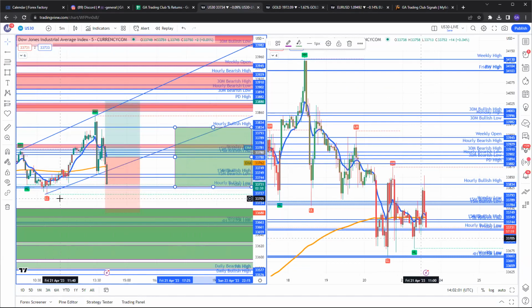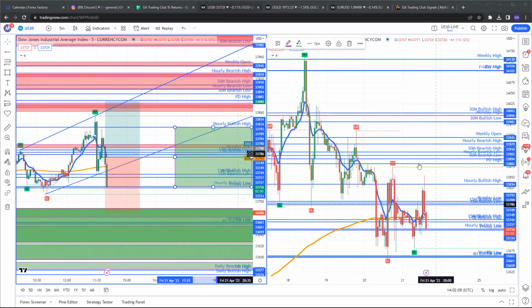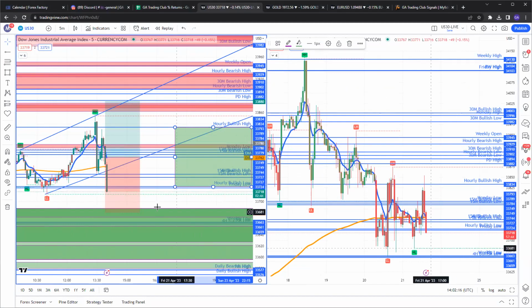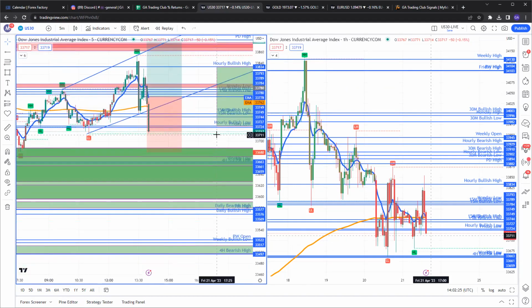But right now I'm looking to see how this candle will close. Keep in mind, it's testing the hourly bullish low also. How this candle closes will show where US30 is likely to head long term. But keep in mind, this trend line is not a static trend line. I would have preferred it to be a static trend line. Currently it's a hanging trend line.